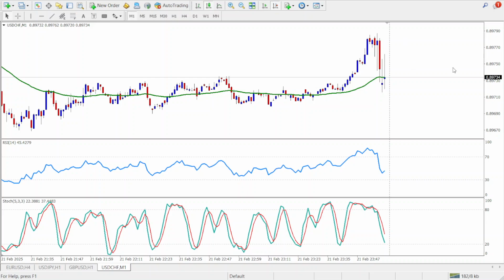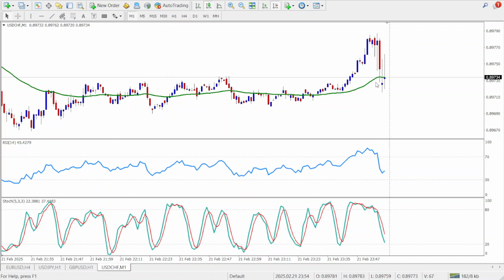For example, if you are aiming for a 5 pip profit, you want to set your stop loss at no more than 3 pips. This ensures that you are cutting your losses quickly and letting your profits run. Keep in mind that your win rate should be above 50% to be profitable long term. So always stick to your risk management rules, okay?